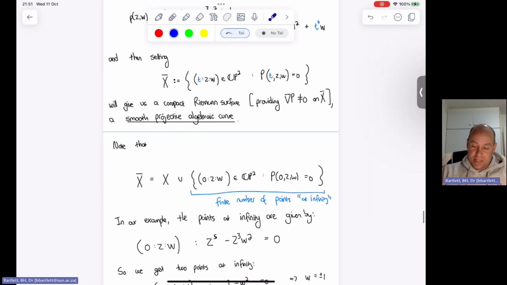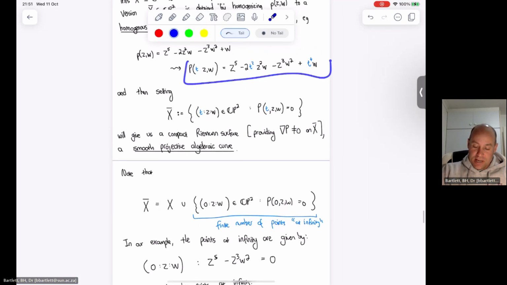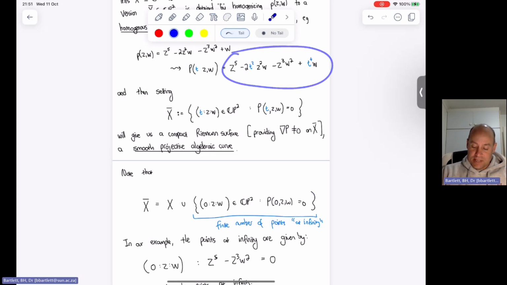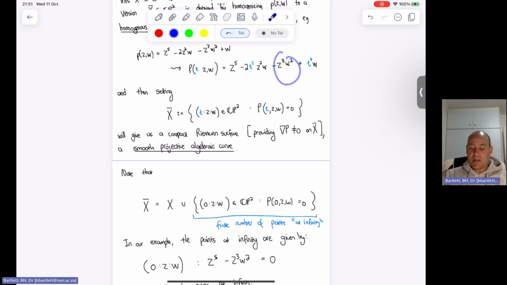So for example, if I were to take this polynomial and look at the points where capital P of 0, z, w is equal to 0. So I set t equal to 0. What's that going to be then? That's the equation that z to the 5 minus z cubed w squared equals 0.